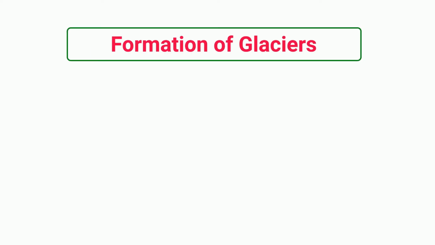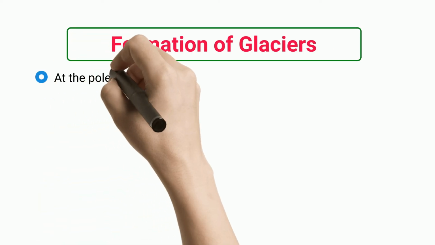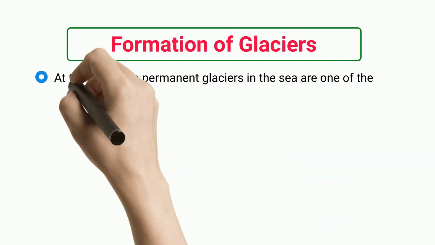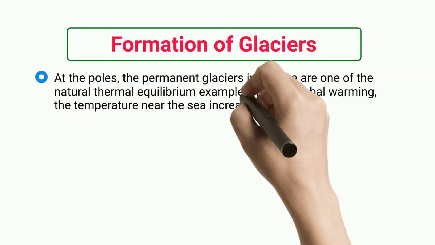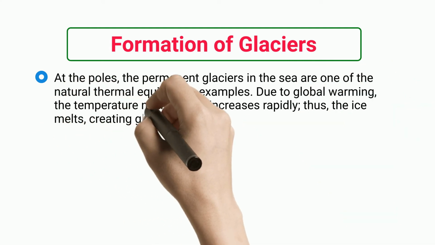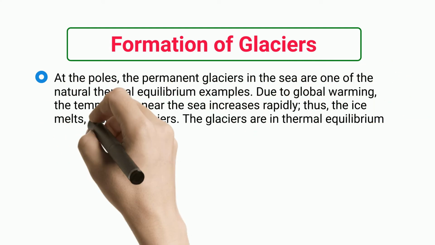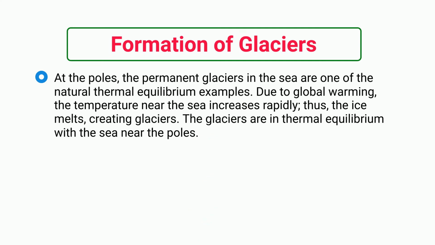Formation of glaciers. At the poles, the permanent glaciers in the sea are one of the natural thermal equilibrium examples. Due to global warming, the temperature near the sea increases rapidly, thus the ice melts, creating glaciers. The glaciers are in thermal equilibrium with the sea near the poles.